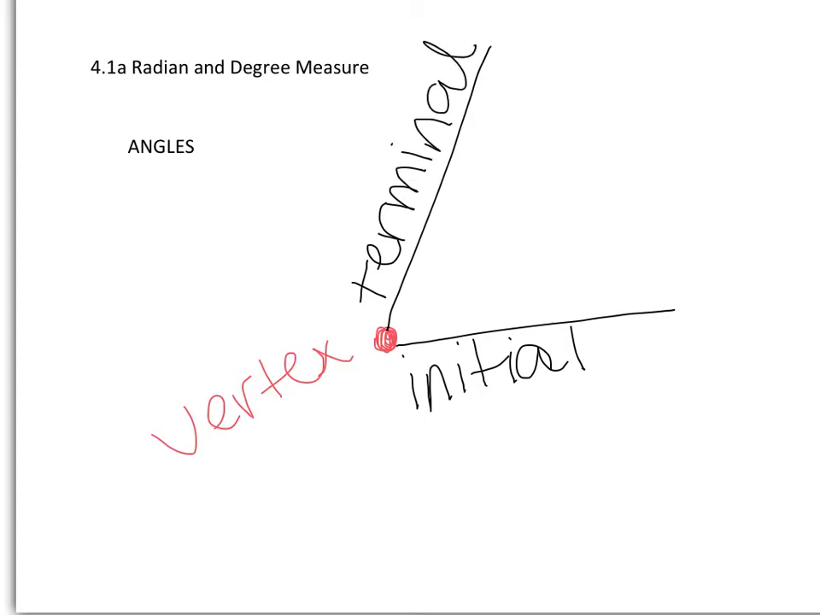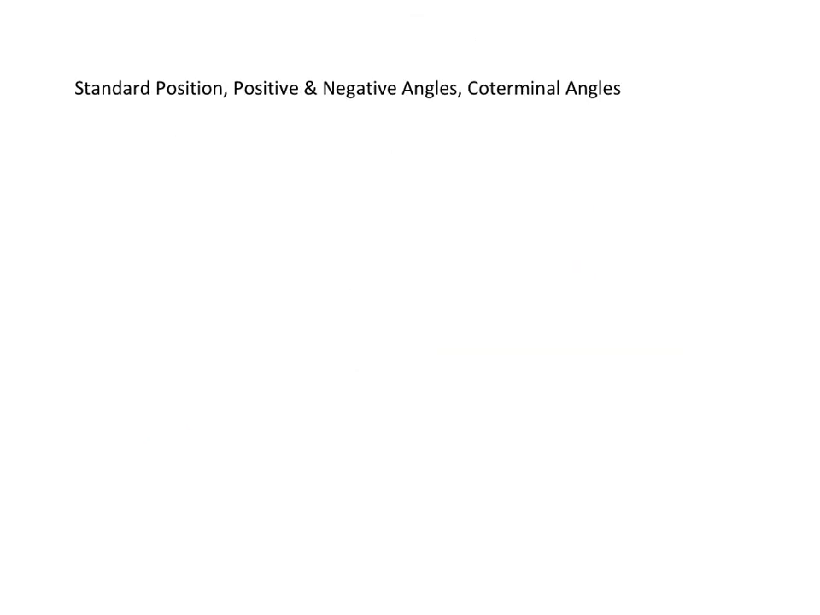Okay, so you open from the initial side, swinging it open to the terminal side. Terminal, end. Standard position for an angle always starts from the x-axis. There's your x and y axis. So my angle, my initial side, will always lie on the x-axis.